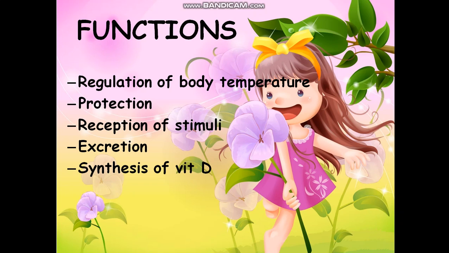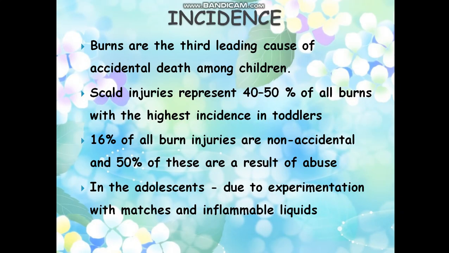Then how do burns happen, and what are the incidents of burns in children? Burns are the third leading cause of accidental death among children. It can cause death because of dehydration or affecting many other systems. Not only our skin, it can affect many vital organs. Scald injuries represent 40 to 50% of all burns, with the highest incidence in toddlers. As we know, toddlers are a very hyperactive group, so the incidence rate is very common.